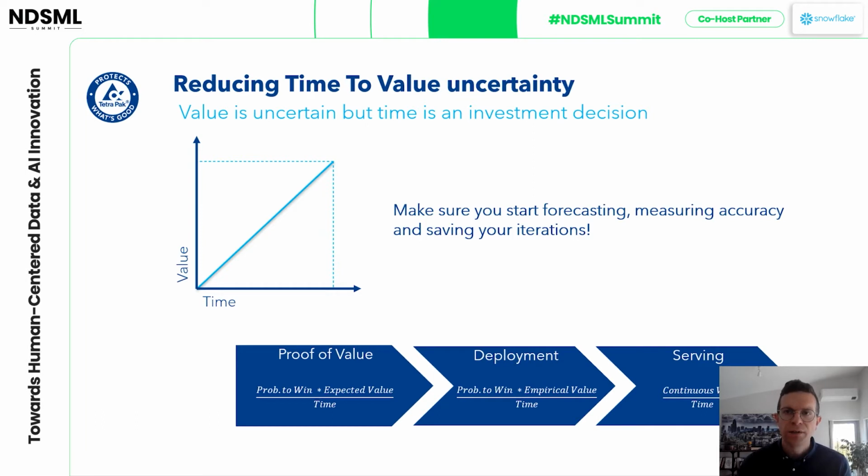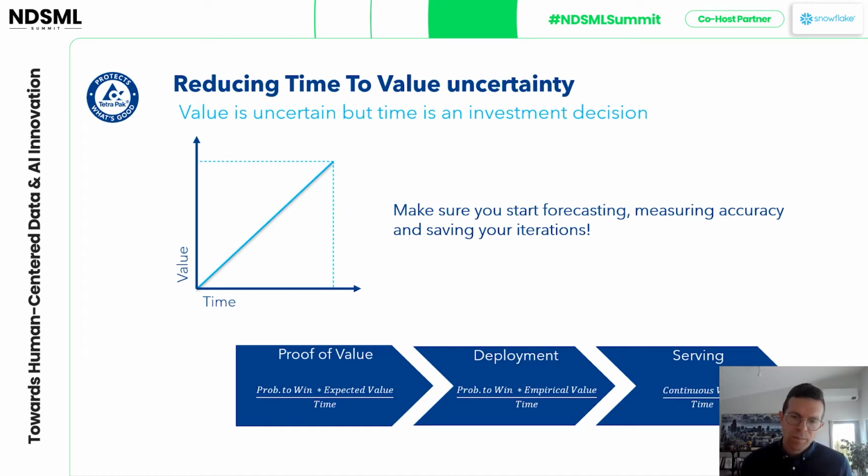Two key uncertainties meaning value, and we talk about this probability to win times expected value, the proof of value phase, but we also have the probability to win after the proof of value, the empirical value. And then finally, you will have to measure continuously how your model is being used in some kind of continuous process. So that's the final stage of continuous value.